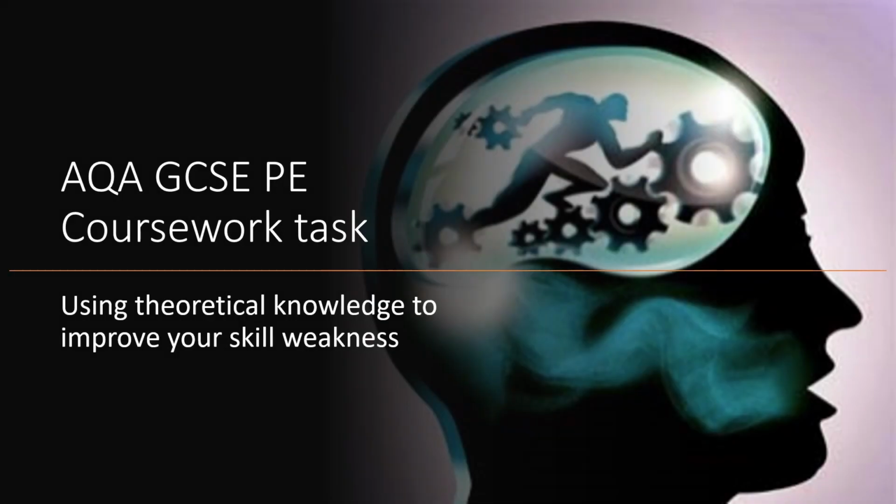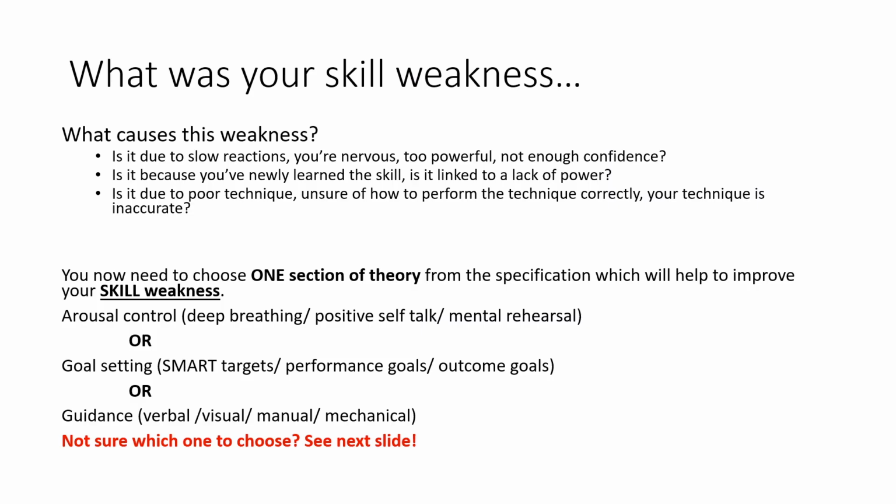This part of the coursework is where we use theory knowledge to improve our skill weakness. You need to go back and look at what you wrote about for your skill weakness. It will be something like tackling, passing, intercepting, a right hook in boxing, and it's not your fitness weakness. It's really, really important that you know the difference between your skill weakness and your fitness weakness, and we are concerned with your skill weakness for this section.